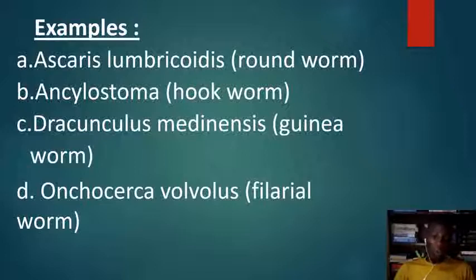And you have Onchocerca volvulus. That's another one. Of course, we normally call it the filarial worm, Onchocerca volvulus. So let's take note of these examples of organisms in the phylum Nematoda.